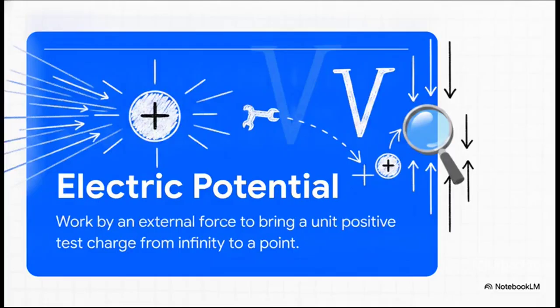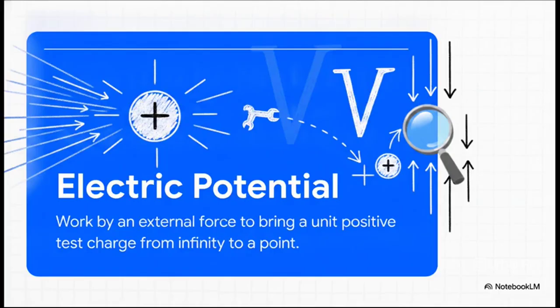I want you to picture yourself pushing a massive, stubborn boulder up a really steep hill. The higher you push it, the more work you have to do against gravity, right? And consequently, the more potential energy that boulder gains. Moving an electric charge through an electric field operates on that exact same physical principle. This brings us to our formal definition.